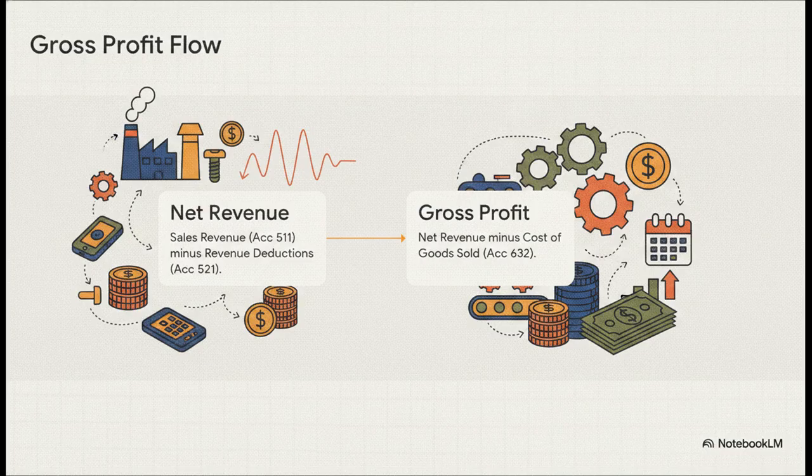So, as we close out the period, we guide all these numbers right to our income statement. We take our total sales revenue in account 511, and we subtract any of those deductions from account 521. This gives us our net revenue. Then, we match that against account 632, the cost of goods sold that we calculated way back in step 4. Net revenue minus cost of goods sold equals our gross profit. This flow is what ensures that our financial statements accurately reflect the true economic benefit of all our manufacturing operations.